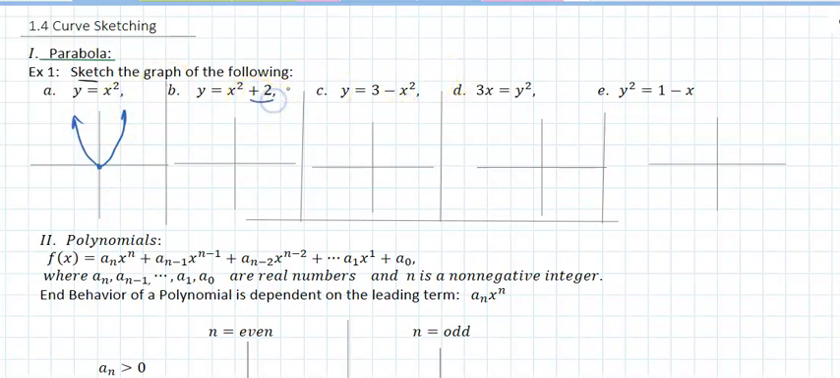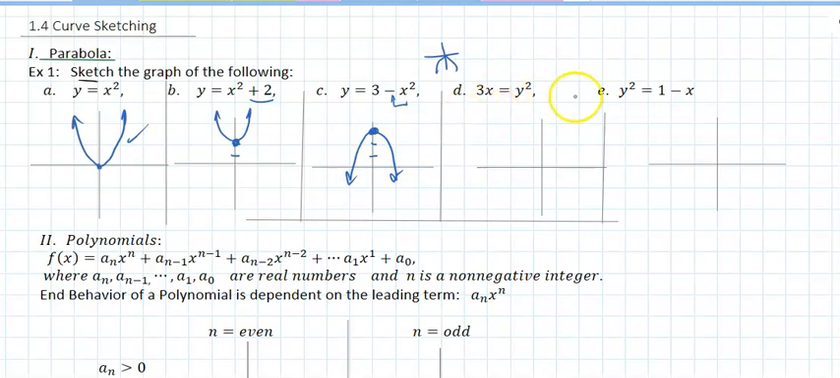If I see a +2, that's going to shift the graph 2 units up. That would be moved 1, 2, and you would give me an identical graph to that. If I see a negative in front of x, that would indicate that the parabola is upside down, and the 3 will shift that up 1, 2, 3 units, and the graph would look something like this.